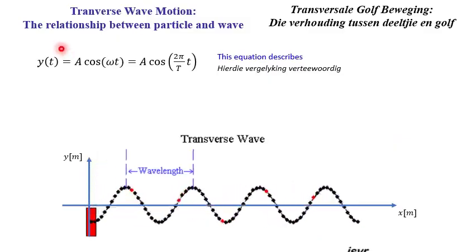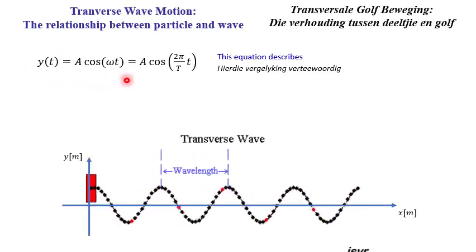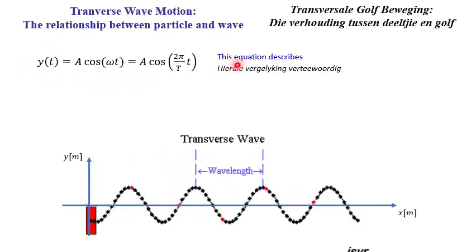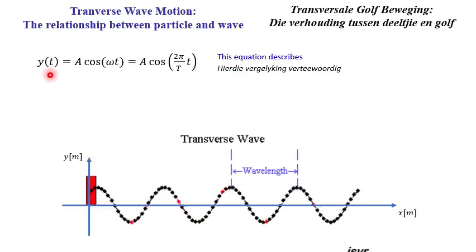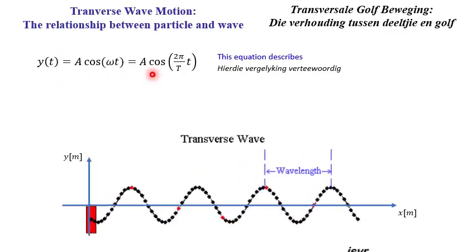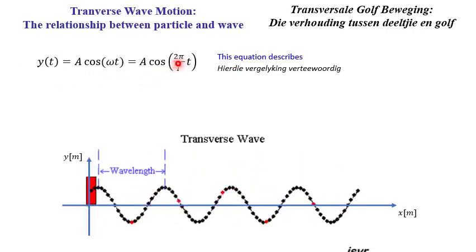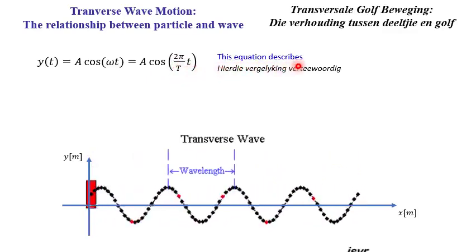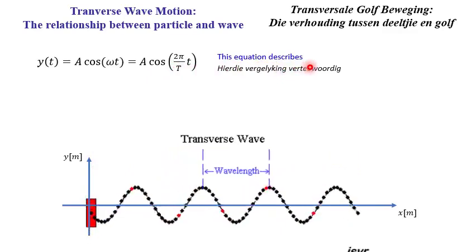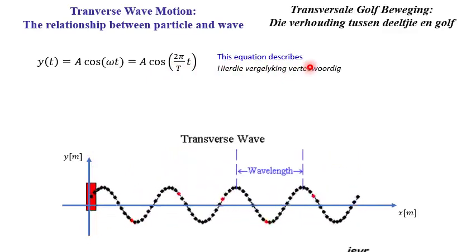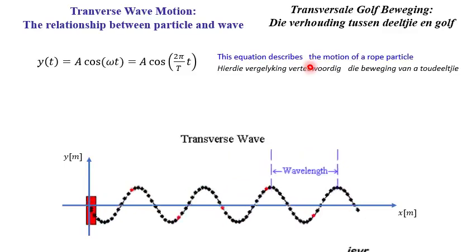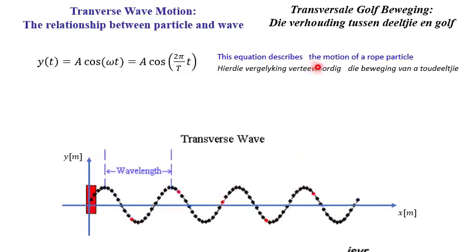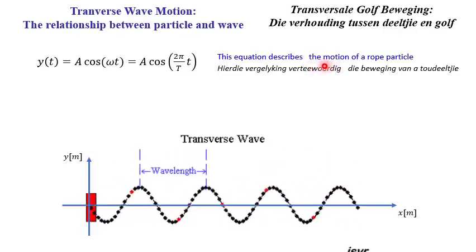Okay, so if we start with this equation, just remind me, what does this equation describe again? This is y as a function of time. It's a sinusoidal function. I've written it as 2 pi over the period multiplied by t. This equation describes the y position of a rope particle and how that changes with time. So it's describing the motion of a rope particle.